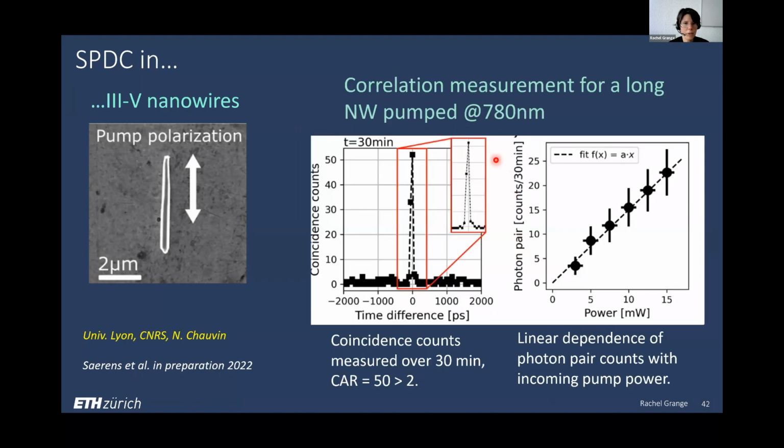Then on this kind of sample, we measure the correlation measurement, again illuminating at 780 nanometer. And we see here we have a pretty good coincidence count measured over 30 minutes with a coherent response, with a signal to noise ratio above 2, right? It's about 50. We also have the linear dependence of the photon pairs over the pump power when we increase the pump power.